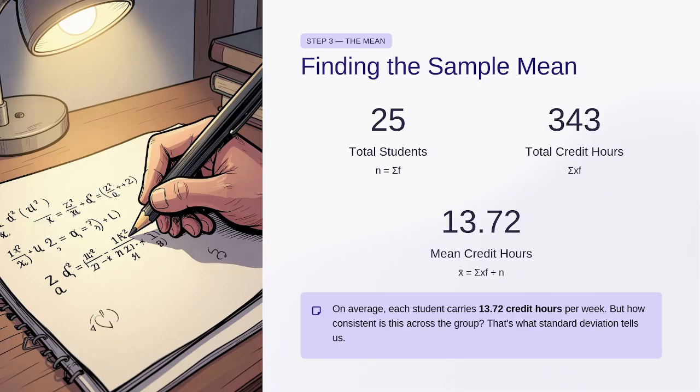Now let's calculate the mean. The mean equals sum of xf divided by sum of f. Substitute the values. 343 divided by 25 equals 13.72. This means the average student takes 13.72 credit hours every week. But remember, this is only the center. We still do not know how much the students differ from this average. That's why we calculate variance and standard deviation.